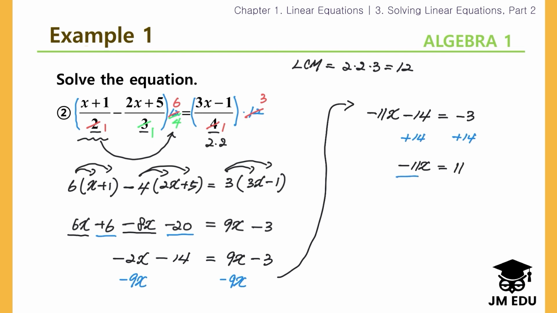So divide each side by negative 11 gives us x is equal to 11 divided by 11, that's 1, and we have a negative, right? So the answer has to be negative 1.